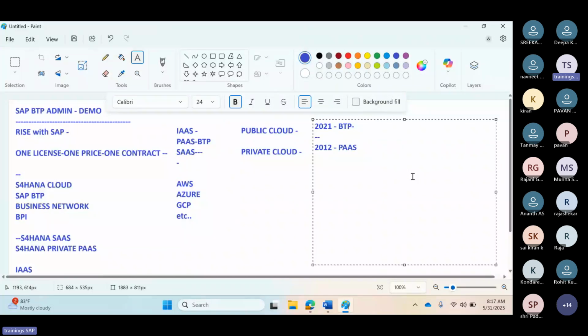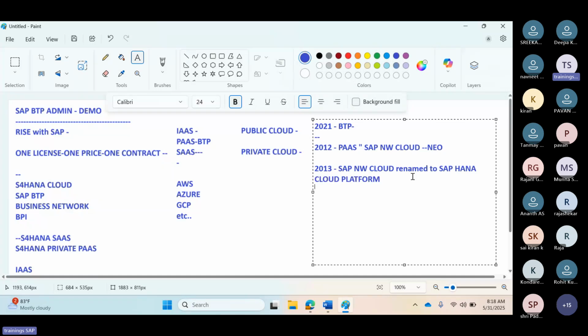That product was called SAP NetWeaver Cloud. The code name was the Neo platform, SAP Neo. The short name is Neo, and Neo means NetWeaver on demand. So with their NetWeaver product, they entered the PaaS market in 2012 itself. After that, in 2013, they renamed the NetWeaver Cloud to the SAP HANA Cloud Platform.